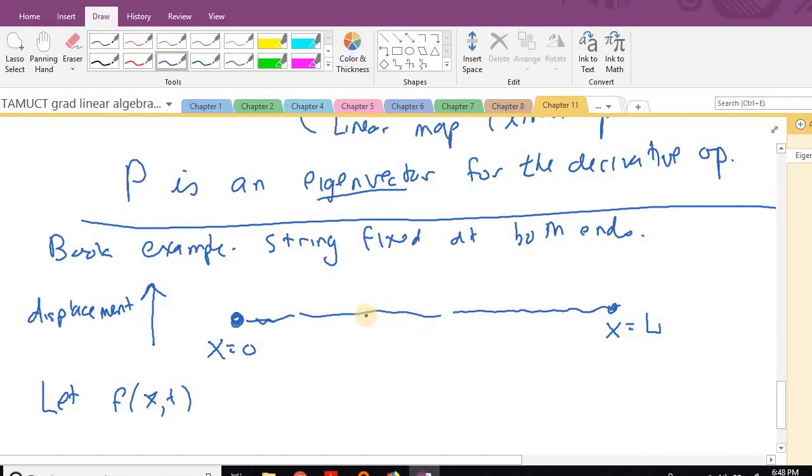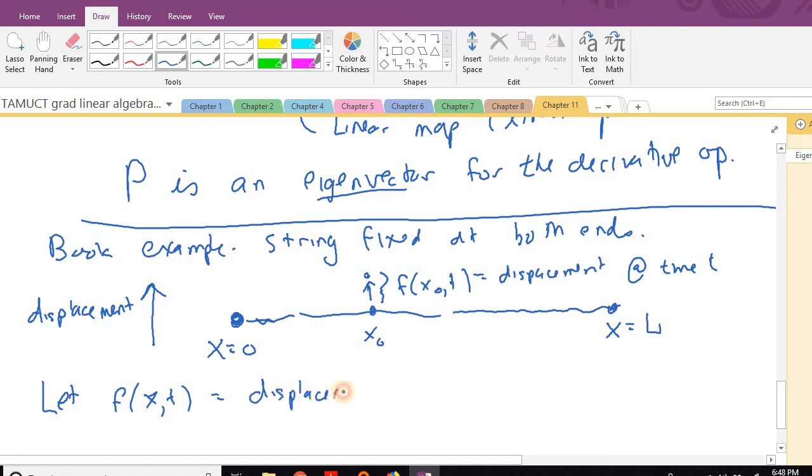All right. So here, let's call this point x0, and then here, this would be f of x0 and t, where t is the displacement at time t. Okay, so let f of x and t be equal to the displacement of point x at time t, because it's going to change. I mean, you know it's going to go up and down, kind of.